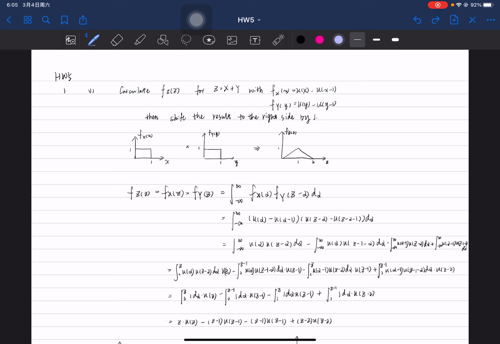First, we use a convolution method. Let's calculate the density function first for Z equals X plus Y with XY's density function, and then we can shift the result to the right side by 1. We will see that here.